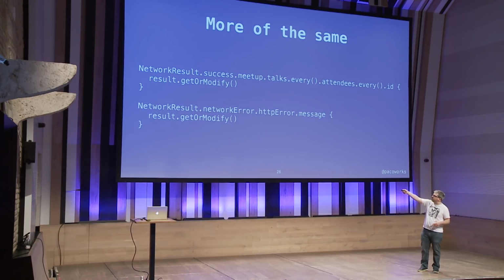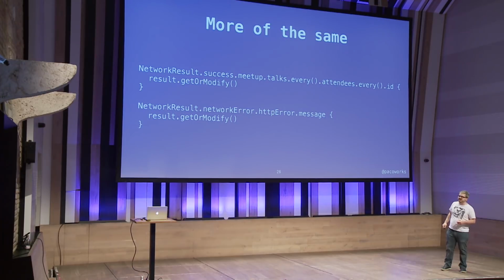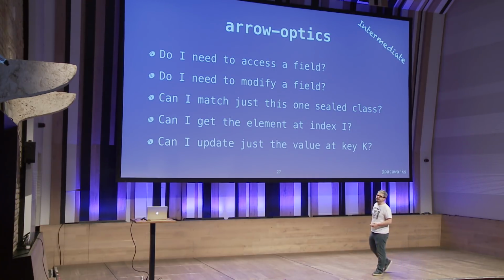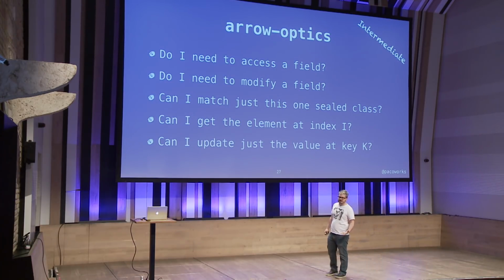Network result dot network error, which is the use case, is the part of the when. The same when that success is the part of the other data class that you would usually do with when. Now you can do it simply as if you were accessing a field. HTTP error dot message, and I can just get the message. I could also modify the message if I wanted to. So all of this belongs in the package called ArrowOptics.